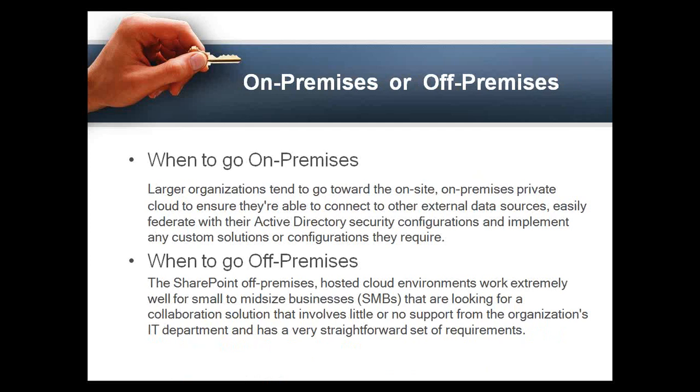Now the question is when to go on premises and when to go off premises. Larger organizations tend to go toward the on-site or on-premises private cloud to ensure they are able to connect to other external data sources, easily federate with their Active Directory security configuration, and implement any custom solution or configuration they require. That means any bank or possibly any telecommunication company will never go off-site, off premises, because of the security model. They want total control over their data and over their operating system, whoever is logged in, and so on.